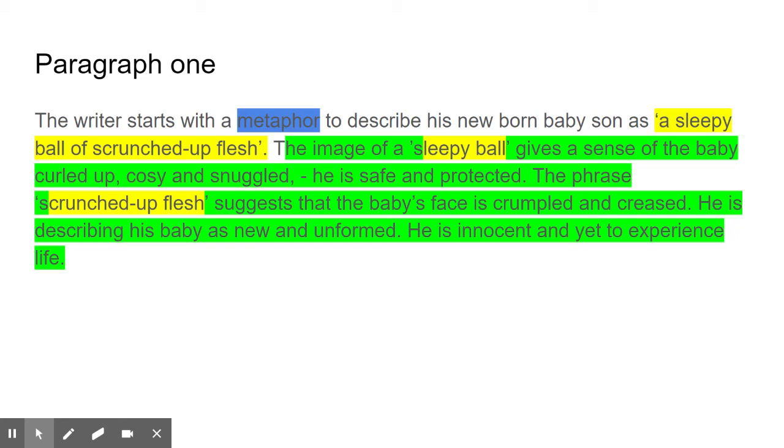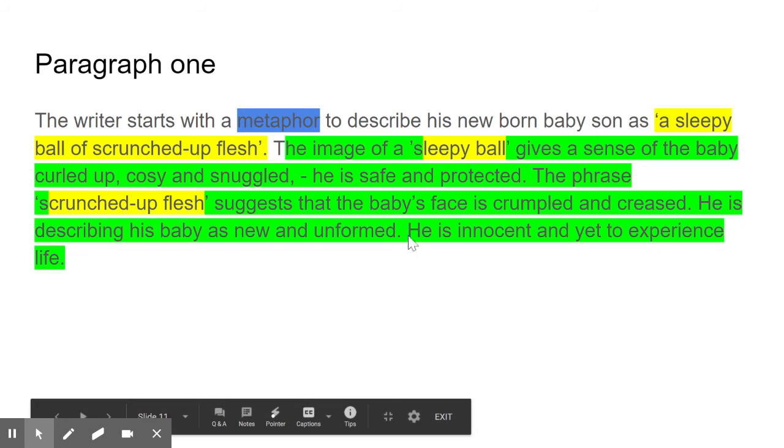So I've done the finding. Now I'm doing my analysis. So the writer starts with a metaphor to describe the newborn baby as a sleepy ball of scrunched up flesh. The image of a sleepy ball gives this a sense of the baby curled up, cozy and snuggled. He's safe and protected. The phrase scrunched up flesh suggests that the baby's face is crumpled and creased. He is describing the baby as new and unformed. He is innocent and yet to experience life. So that's why I think the writer has used these particular words.